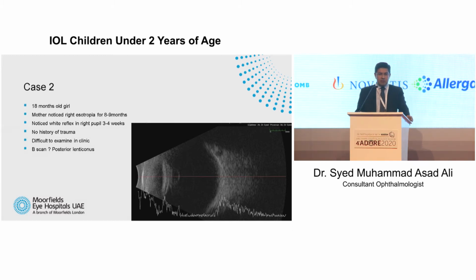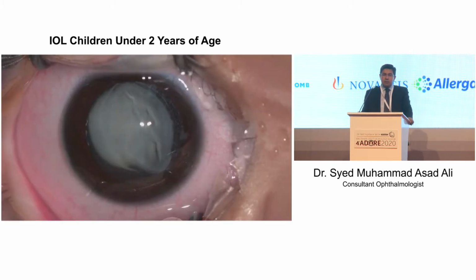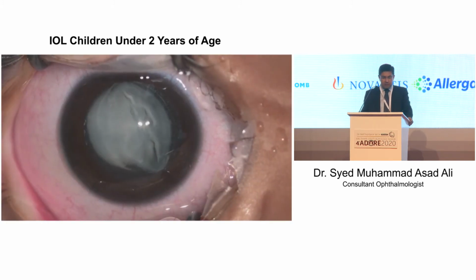Case 2 is an 18-month-old girl. The mother noticed a convergent squint at 8 to 9 months and had not been to any ophthalmologist. Only 3 or 4 weeks back, she started noticing a white reflex in the pupil. There was no history of trauma. She was quite difficult to examine in clinic. I noticed a dense cataract, white reflex, no fundus view. We did a B-scan, and I suspected a posterior lenticonus because of the reflection.